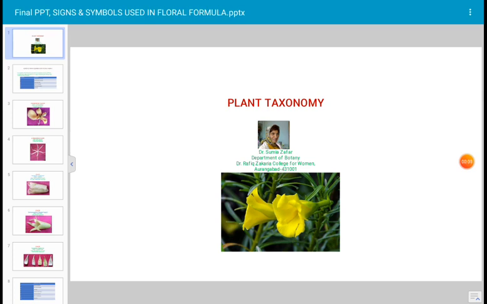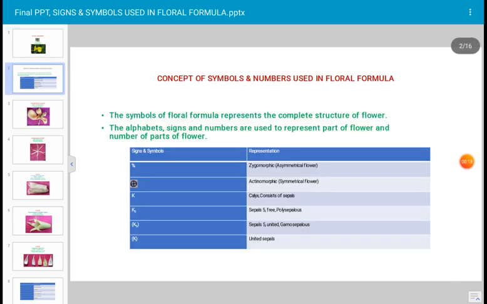Today's topic for discussion is the different types of symbols and signs, and the different numbers, used to write the floral formula of a plant in plant taxonomy. The concept of symbols and numbers used in floral formula, how they are used and on what basis, that we are going to discuss.